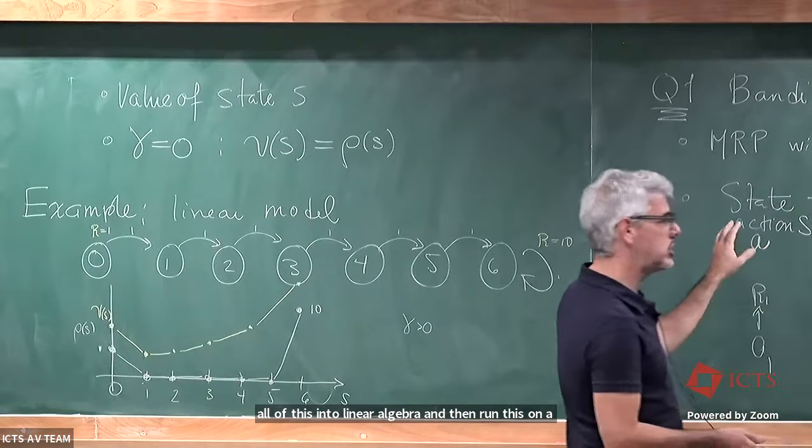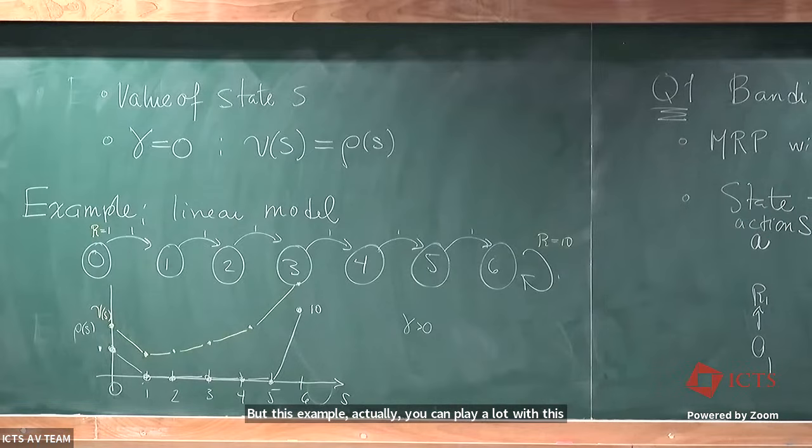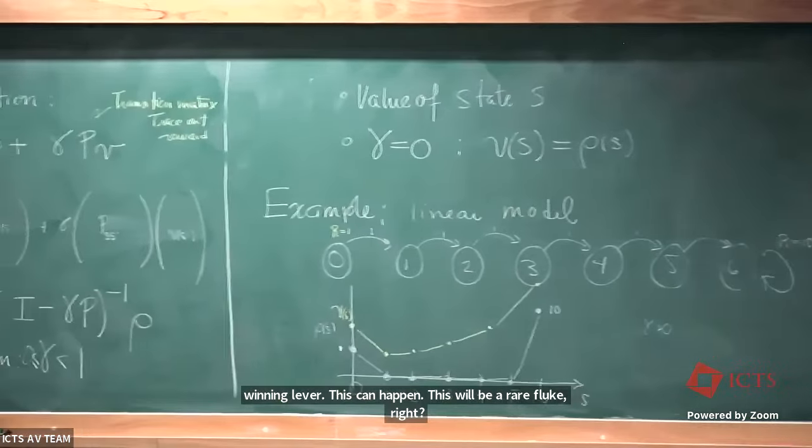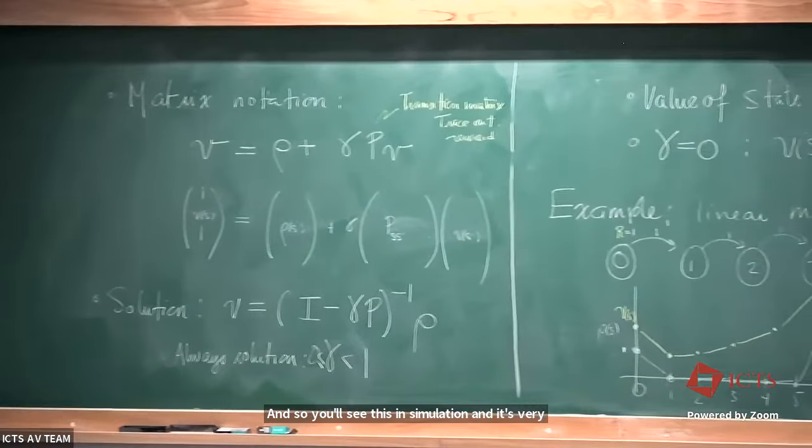But this example, you can play a lot with this. You'll see this in your own simulation: you run a simulation that tries to learn the winning lever, but it gets stuck in a suboptimal strategy where it thinks that lever 1 is the winning lever, just because you had a really rare string of really high rewards from that lever. And then somehow the agent is fooled into thinking that lever 1 is the winning lever, right? This can happen. This will be a rare fluke. You'll see this in simulation, and it's very interesting to see this unfolding in time, and you can redo the simulations over and over again.